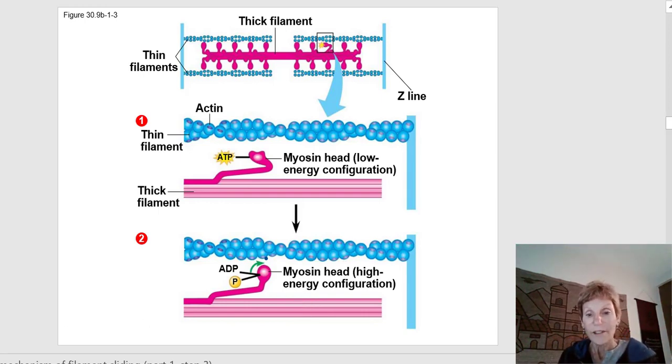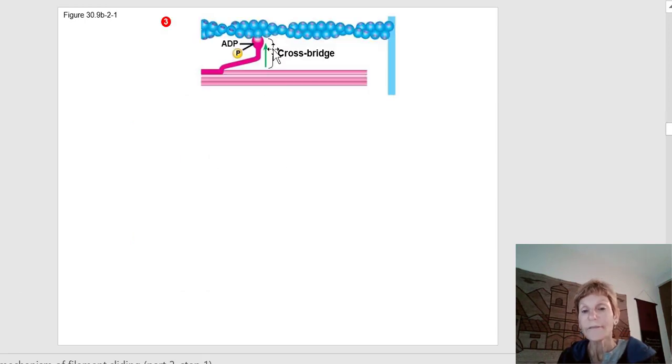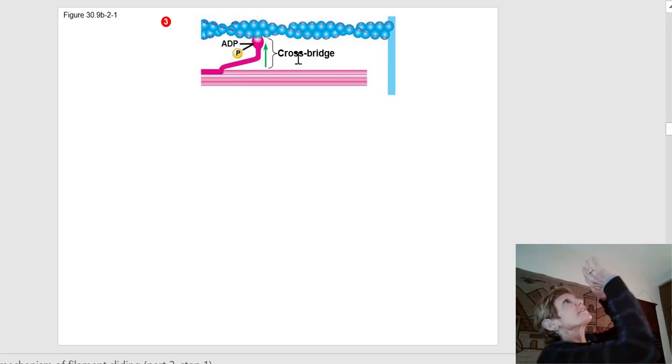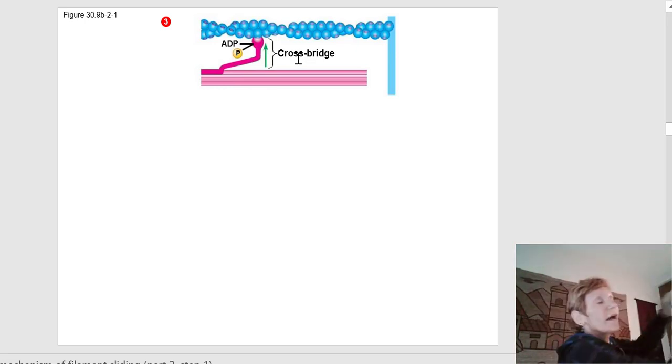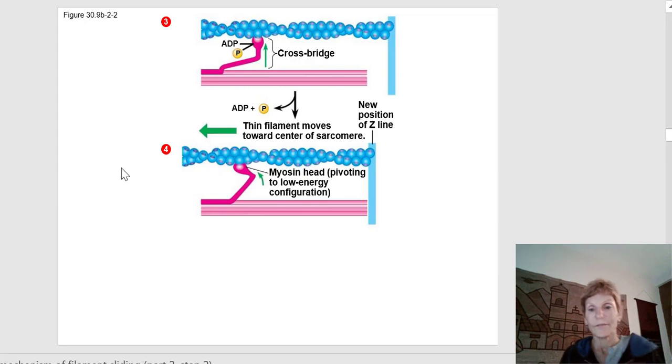The next step is going to be to cross-link. So if it finds a spot on actin that is available, it's going to cross-link and form a cross bridge. And then as soon as it does that, it's going to do what's called the power stroke. It's going to pull, and it's going to move actin this way. And that's the final step.